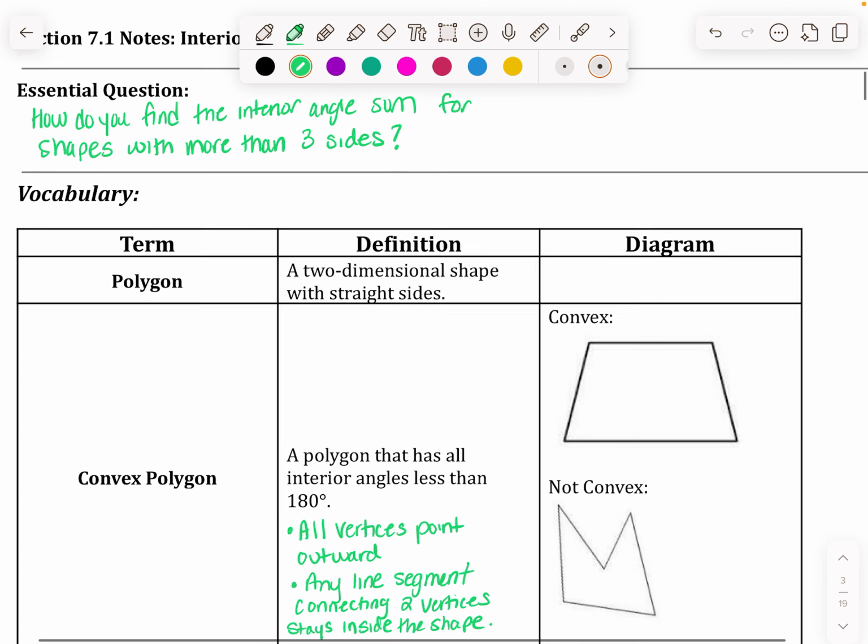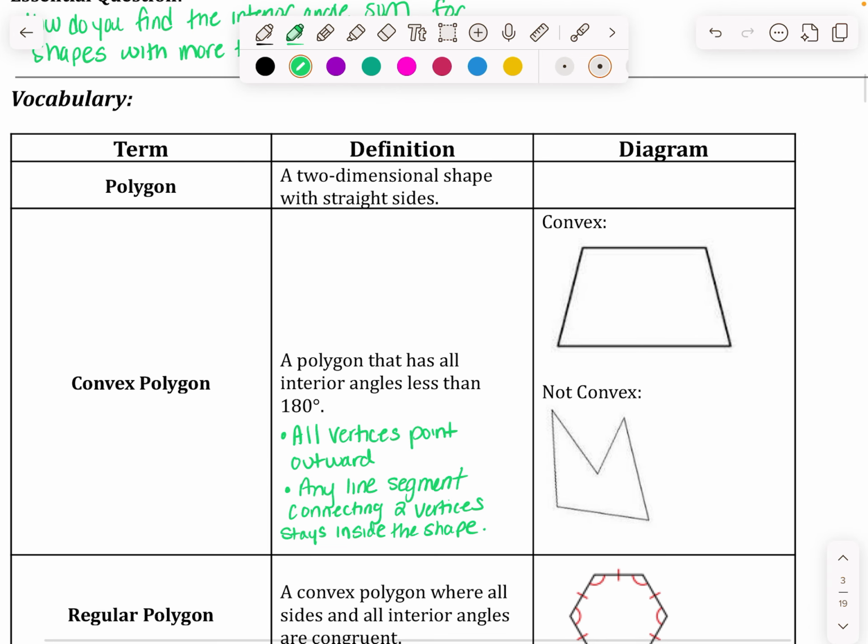We're going to be working with polygons today, and remember that the root word poly means many, so polygons are two-dimensional shapes with many straight sides. And then we have convex polygons and non-convex polygons. A polygon that has all interior angles less than 180 degrees is called a convex polygon. Convex polygons also have all the vertices pointing outward, and if you draw a line segment from one of the vertices to another, it stays inside the shape.